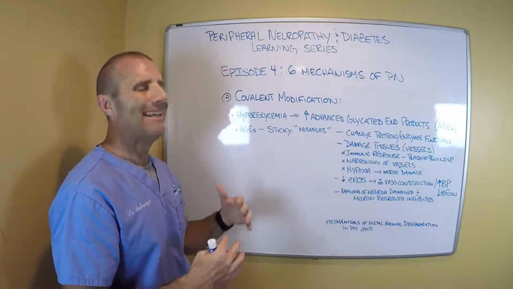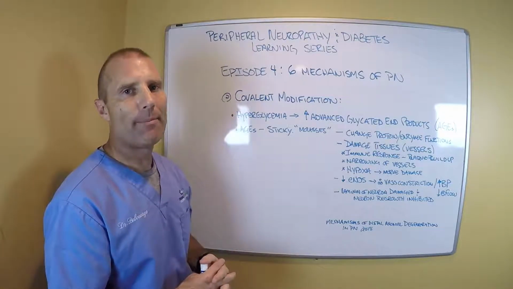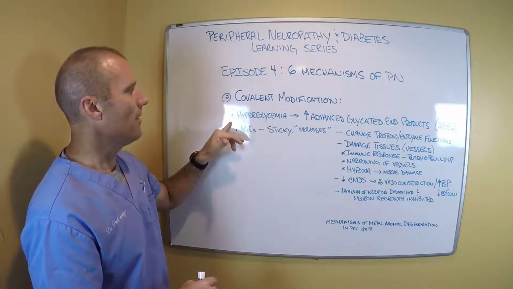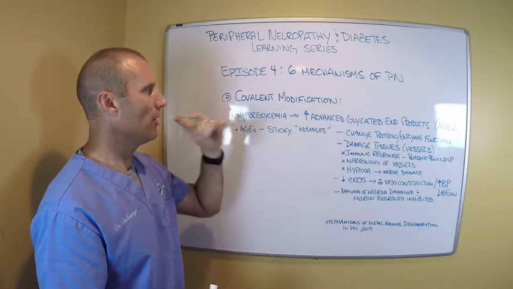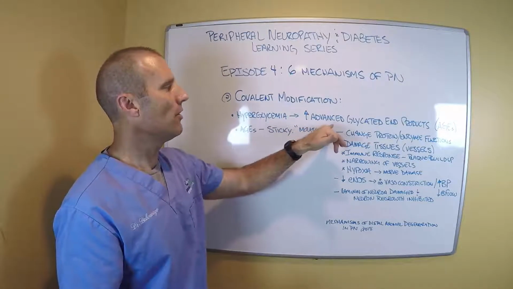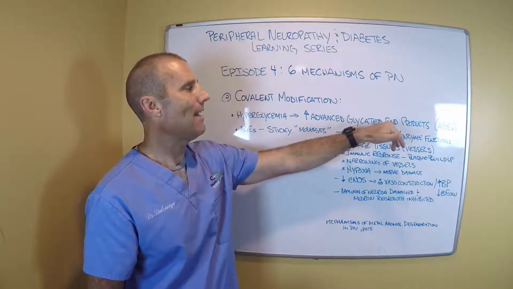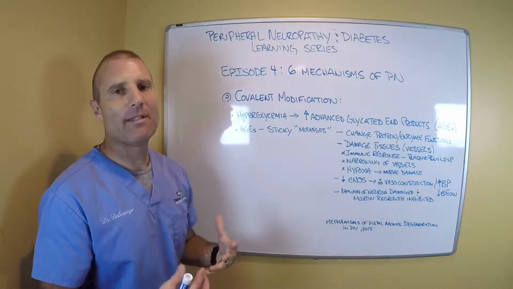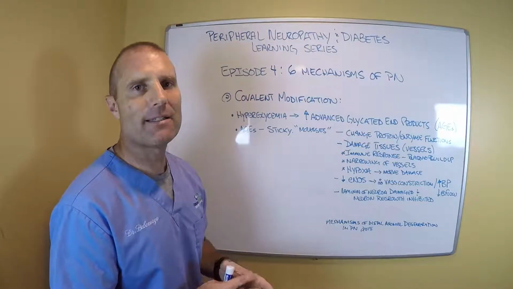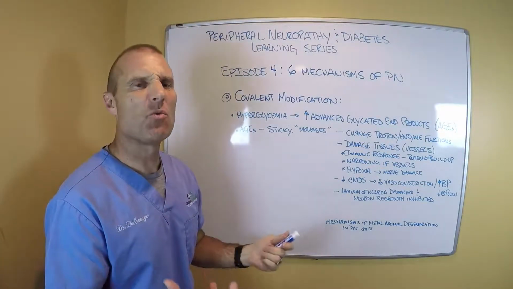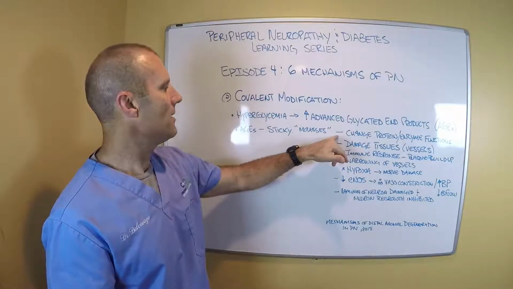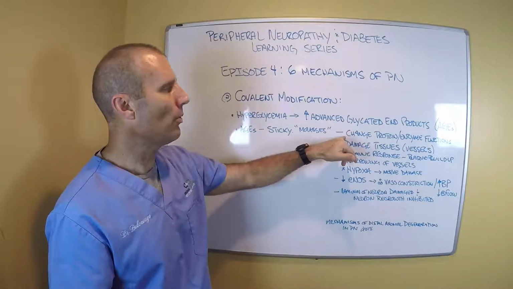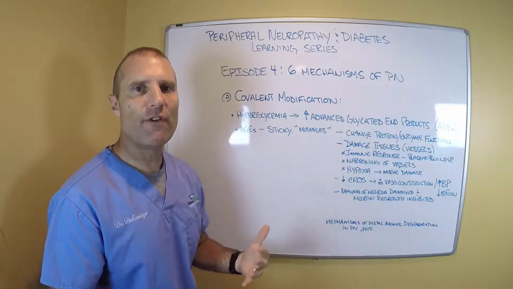And what happens in this part of the neuropathy process is that things like hyperglycemia, this high blood sugar, cause an increase in something called advanced glycated end products. We call them AGEs. And these AGEs are like sticky substances. They're like molasses that kind of sticks to stuff. And when stuff is sticky, it doesn't work as well. And so what happens is, as you bind these AGEs to proteins and enzymes, it changes their functions.